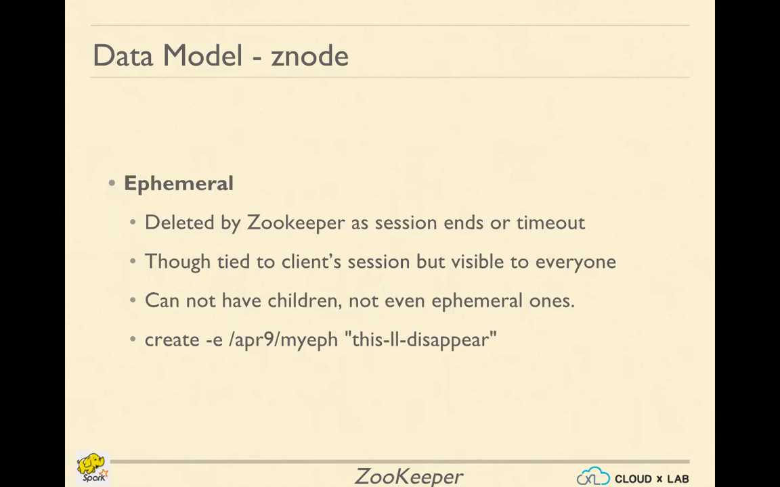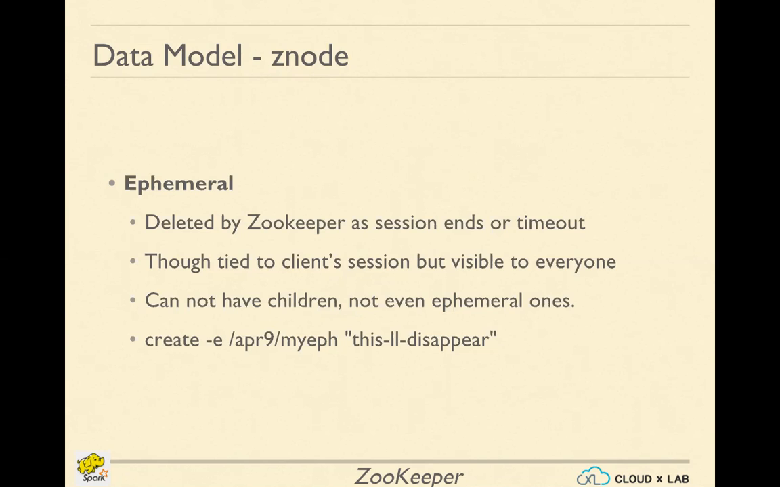For example, you can create an ephemeral node by saying create minus e. Earlier we did not provide any switch, any option like minus e. So by default, every Z node is persistent by nature. But if you want to create some node that you want to disappear as soon as the session disconnects, I mean, you have logged out, then as soon as the session disconnects, this node will disappear.